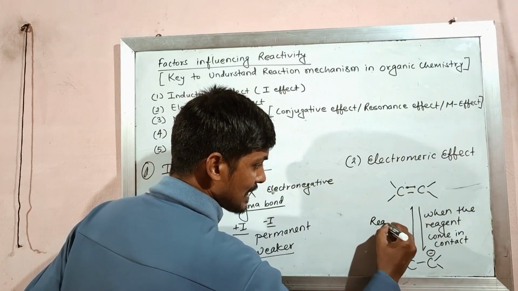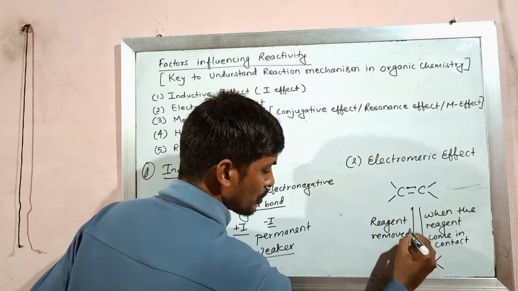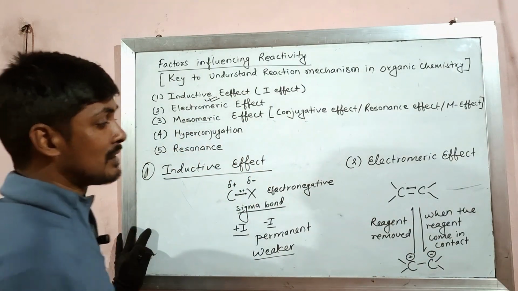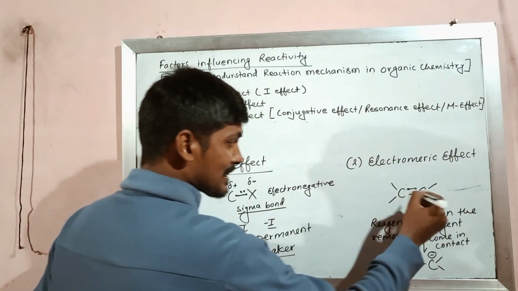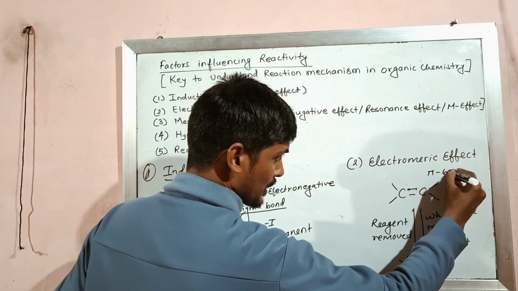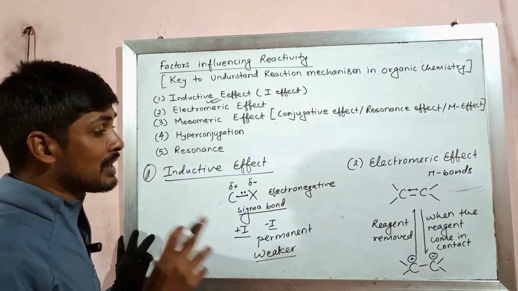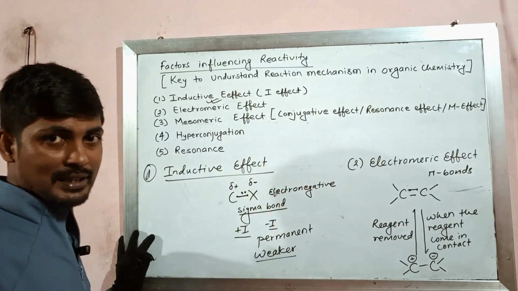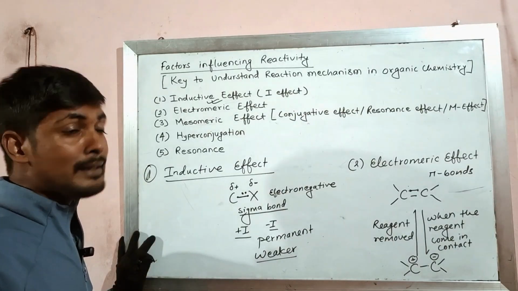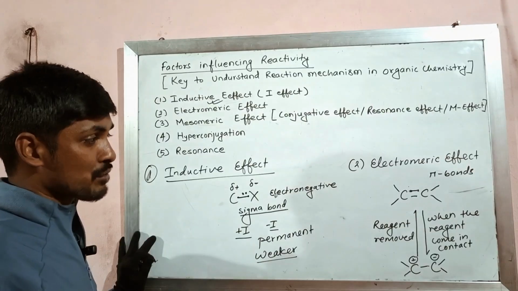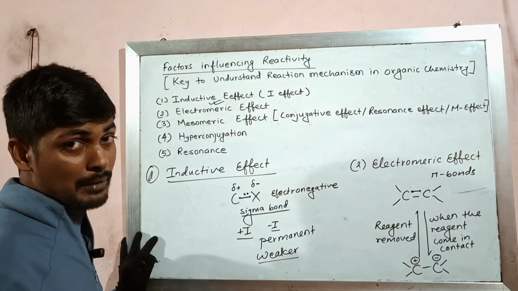When the reagent is removed without allowing the reaction, it again comes to its original state. So this effect is seen only in pi bonds, not in sigma bonds, and only in unsaturated hydrocarbons, not in saturated hydrocarbons. Since we find pi bonds in unsaturated hydrocarbons, this electromeric effect is seen in unsaturated hydrocarbons only.